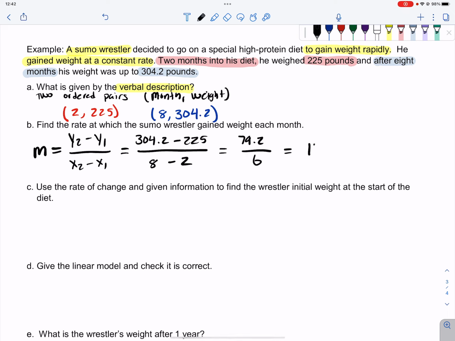And then lastly, whenever we're asked to find a rate, usually we want to include units on that. So let's take a look at the units of our numerator, the 304.2 and 225. Those are dealing with weight, so that's going to be pounds. And then we need to divide that by the units of our denominator, which was months. So this is 13.2 pounds per month that he would be gaining.